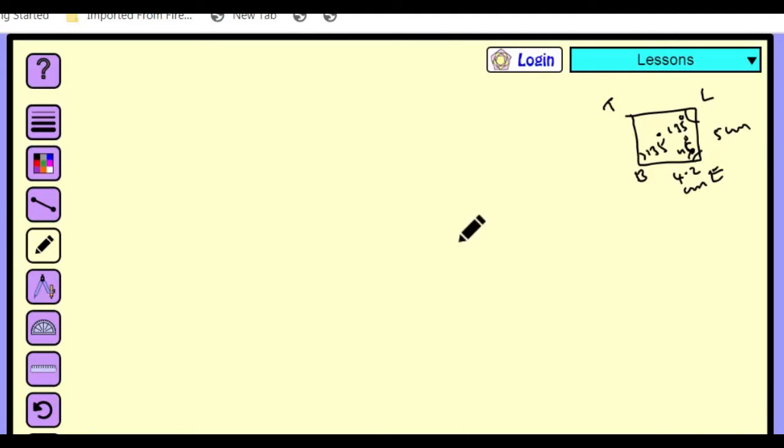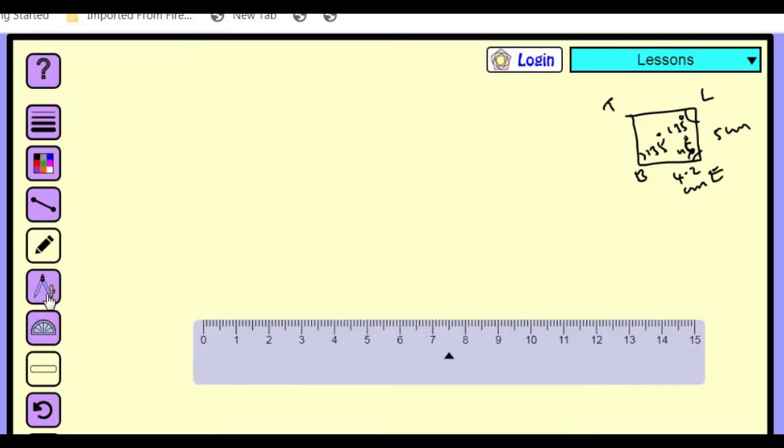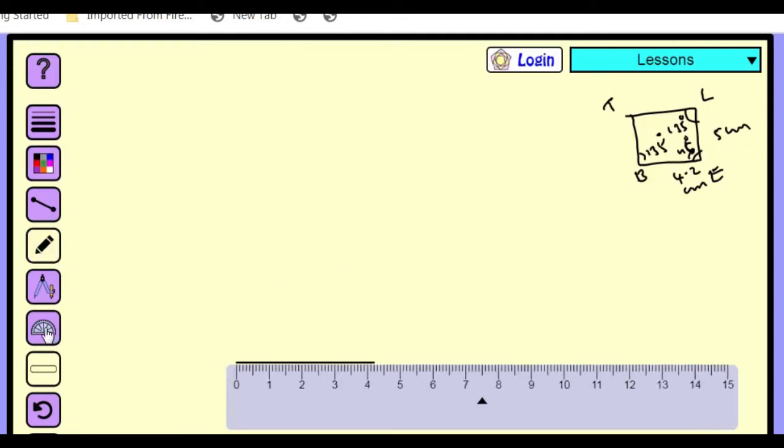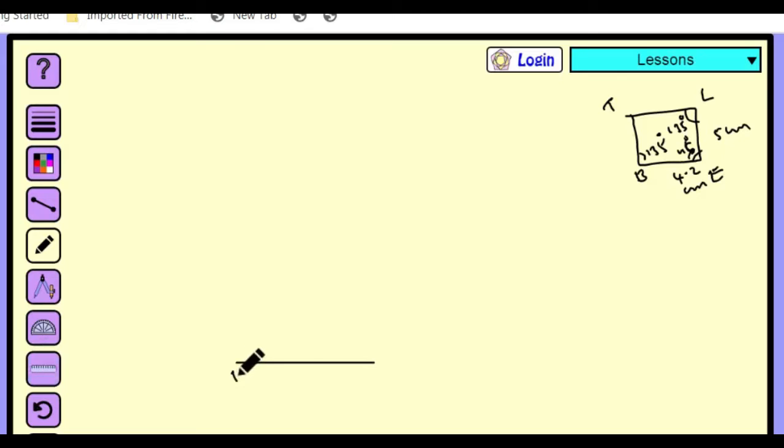Now let's go to the construction part. So first draw a line segment BE of length 4.2 centimeters. Now remove the ruler and label it with BE 4.2 centimeters. Now construct angle B 135 degrees and angle E 45 degrees. So I am going to construct angle 135 degrees. So how will you get 135?